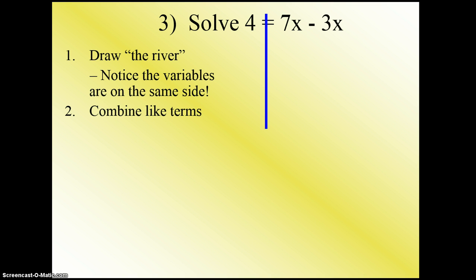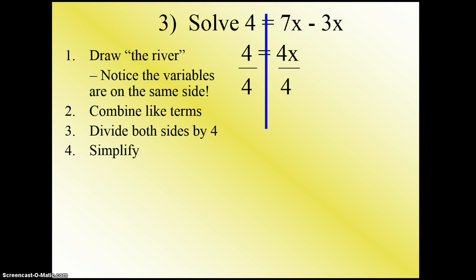So 7x minus 3x is 4x. So now I have 4x equals 4. Now I want to get that 4 away from my x. Remember, what does 4x mean? That's right, 4 times x. So divide both sides by 4. And that leaves me with 1. Simplifying, you have 1x equals 1, or x equals 1.